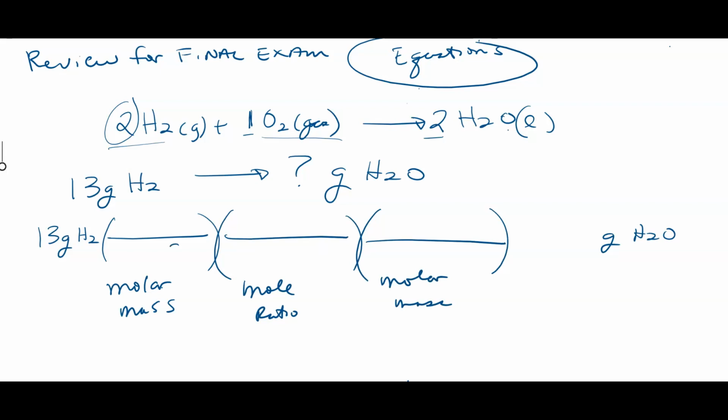So I want to get rid of grams of H2 and figure out moles of H2. If I look at the periodic table, hydrogen is 1.01 grams, so 2 of them is 2.02 grams. Now I want to go to moles of hydrogen. In molar mass, there's only ever 1 mole. So don't mess up there. That's where people mess up. Molar mass is always 1 mole.